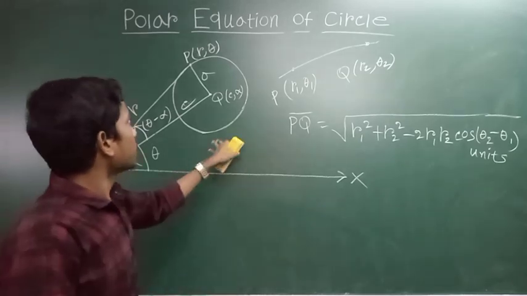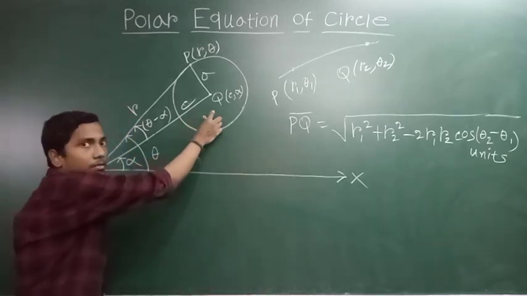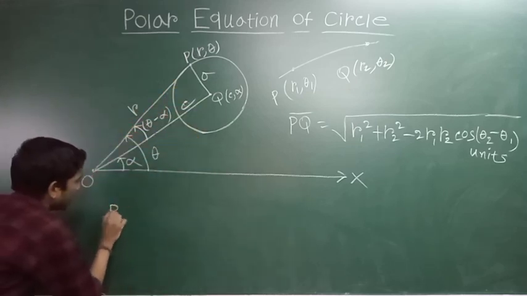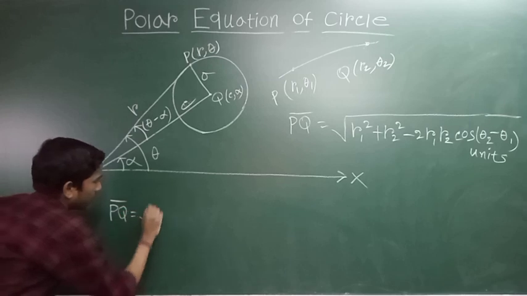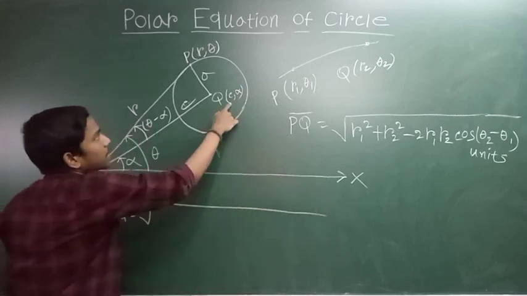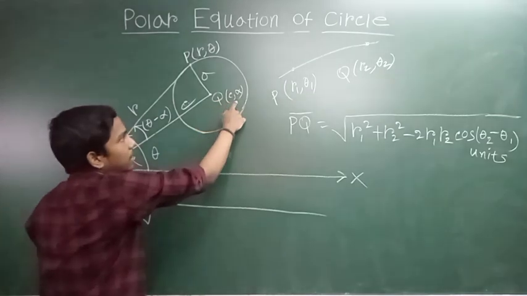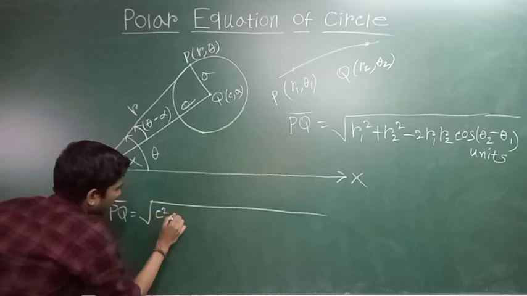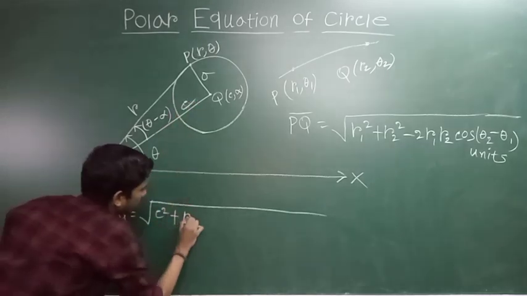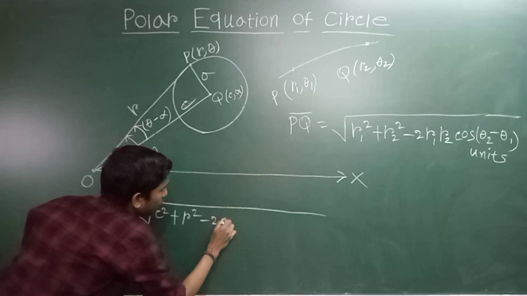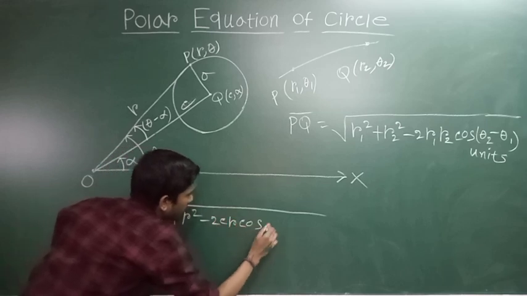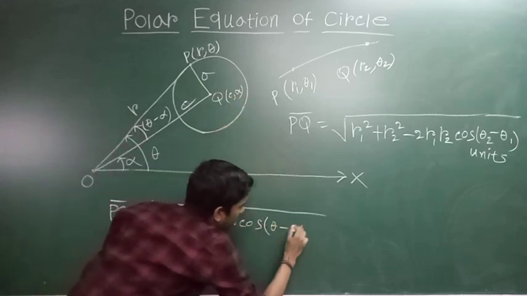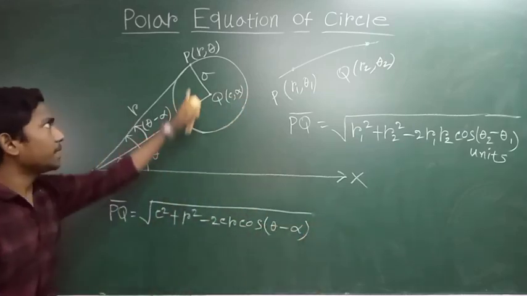So we will use this same formula here also. We know the coordinate of point Q and that of point P. So the distance between point P and Q, we can write PQ is equal to root over c square plus r square minus 2cr cos of (theta minus alpha). This is the distance between point P and Q.